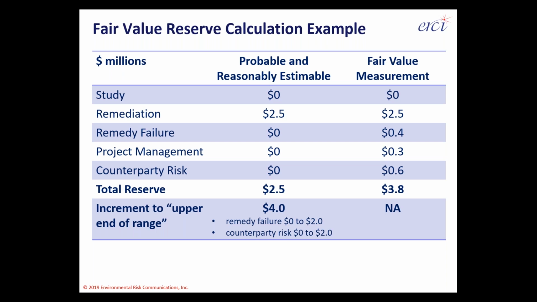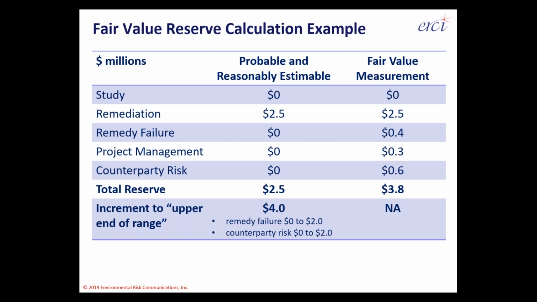And then there can be an increment from the current baseline number, the current probable and reasonably estimable number, up to the fair value measurement number. Now, let's say, for example, that is to the upper end of the range, and that could be an incremental $4 million. And that covers our example in the center of the slide here. Now let's move over to the far right and show another way that we look at the very same site, but just measure the liabilities differently.